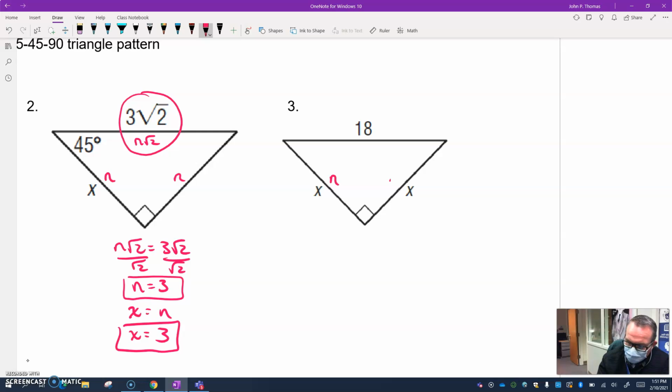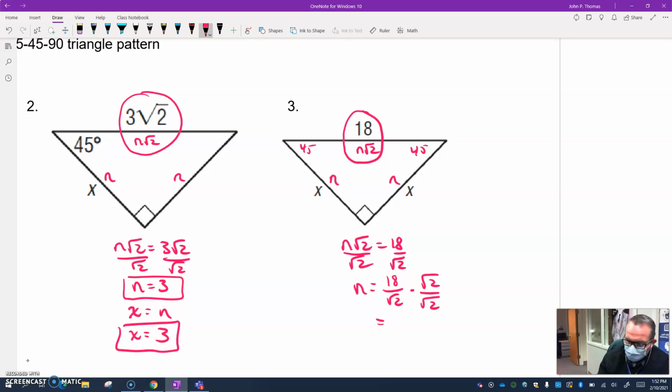Taking a look at the last one here on this top group, I'm going to go with my labels, so n and n root 2. And again, I know these are 45 because it's an isosceles triangle, so it has to split that last 90 degrees evenly. So I go to the side where I know both pieces, so n root 2 equals 18. I'm going to divide both sides by root 2, so n equals 18 over root 2. Now, we have to rationalize our denominator, so I'm going to multiply top and bottom by root 2. That gives me 18 root 2 over root 4, which is 2, which reduces to 9 root 2. And the n value is the x we're looking for, so x is 9 root 2.